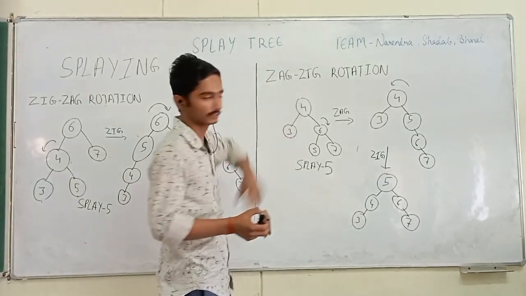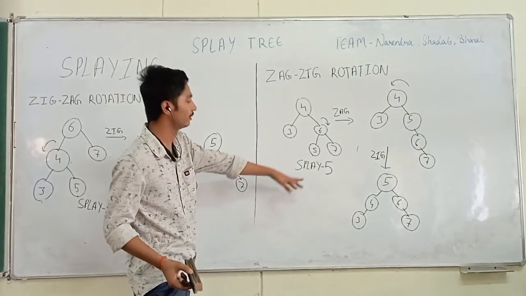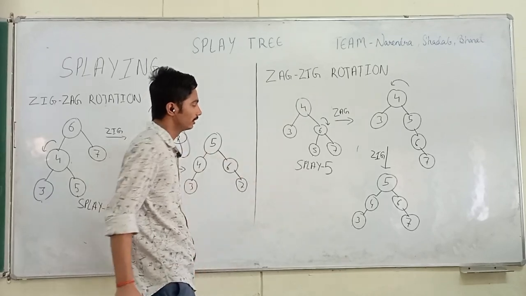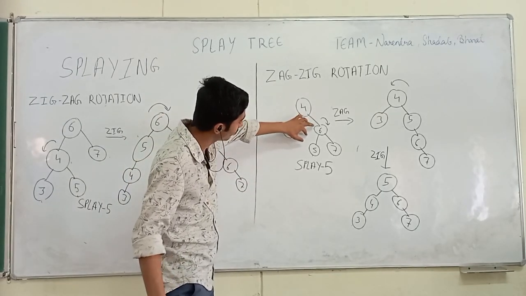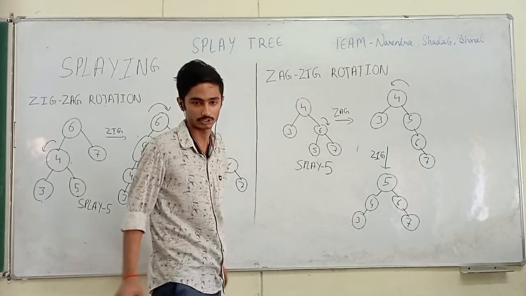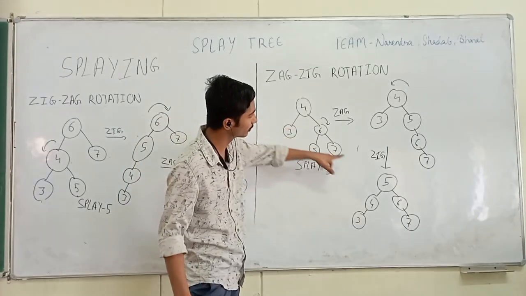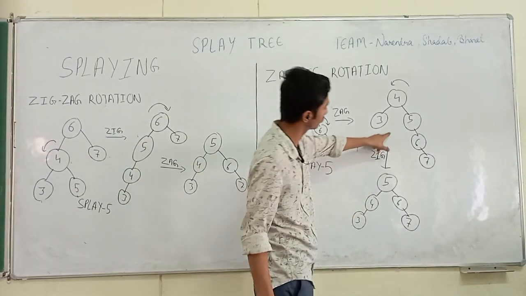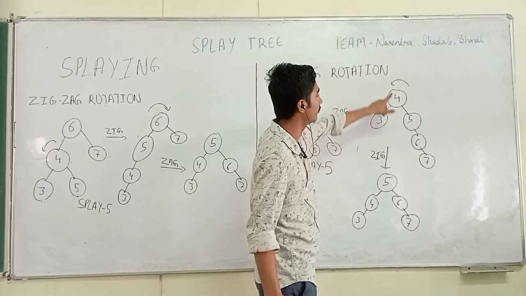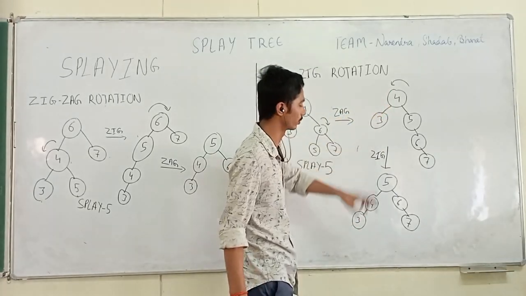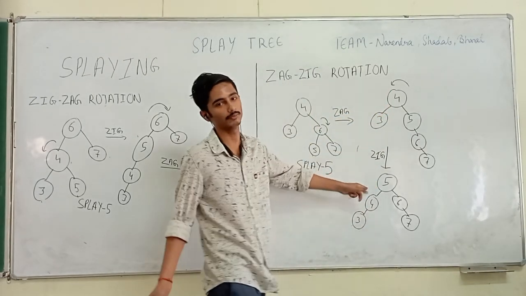And now jag-jig. Suppose, same here, I have to splay 5. First of all, I have to do a jag operation on 6. So after doing the jag operation on 6, my tree will be like this. And now I will do a jig operation on 4. So again that same tree will be formed.